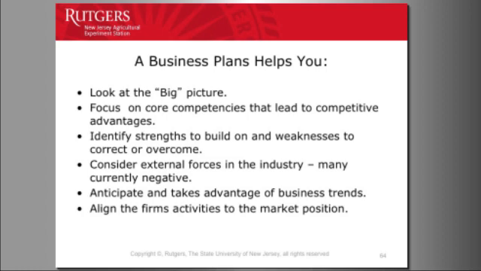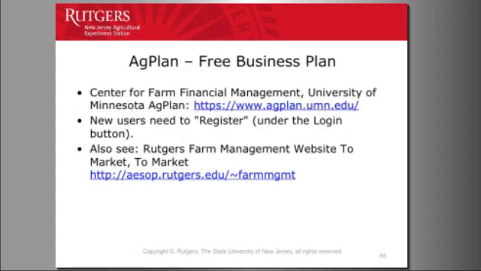So a business plan helps you look at that big picture, look at your core competencies. What is it that you have that is a competitive advantage? What are your strengths? What are your weaknesses? What are the external forces that are going to impact you negatively or positively? Take advantage of the business trends and align your firm to the market situation. So again, we have listed the ag plan here, and I mentioned the Market-to-Market book. So any questions? Do you think you can do a SWOT analysis?